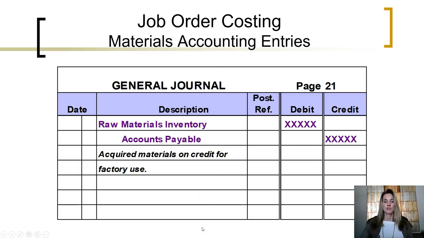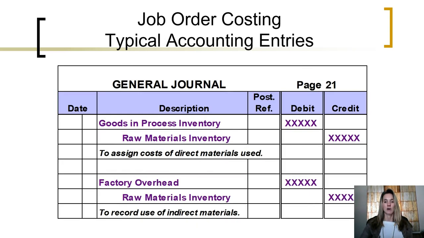Those material inventory costs will stay in the raw materials inventory account until they are called into production. As materials are called into production, the cost of the direct materials that are used will be debited into goods in process and credited out of the raw materials inventory.